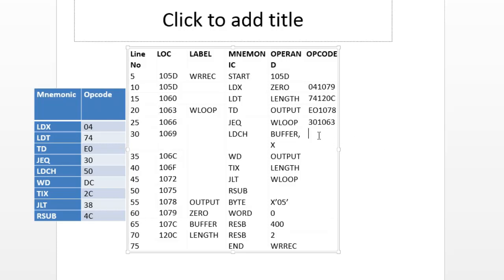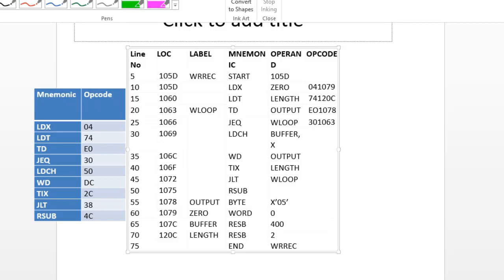Then next instruction is LDCH BUFFER comma X. This requires a little explanation. Can you identify the addressing mode now? What is the addressing mode? Comma X is there. In SIC we have two addressing modes, direct addressing mode and indexed addressing mode. And this is an example of indexed addressing mode, right? So if it is indexed addressing mode, how will the instruction look?